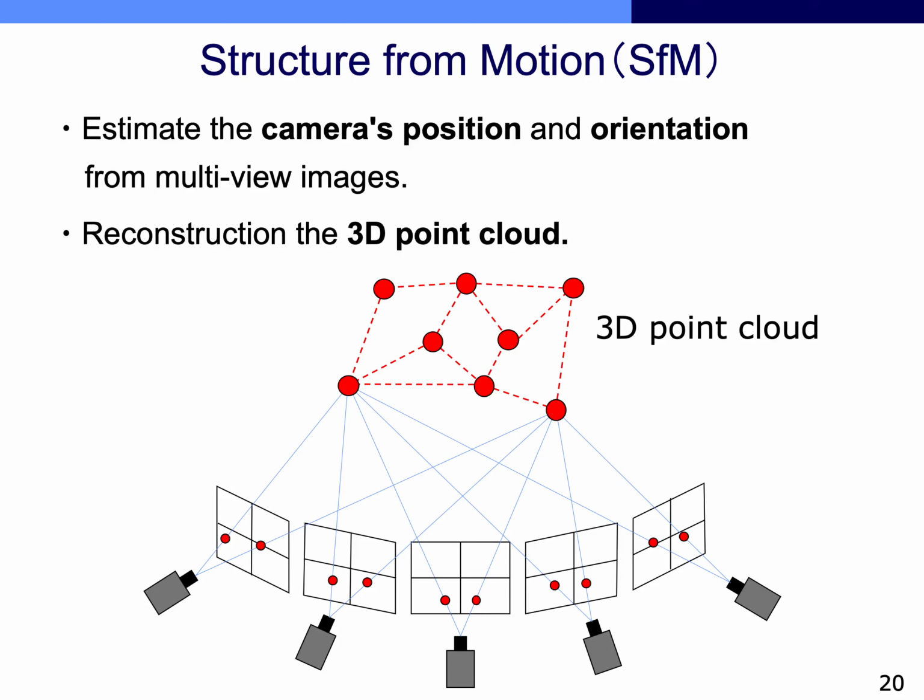To create a 3D model from multi-view images, I used structure from motion. This method estimates the position and pose of the captured image from multiple viewpoints and estimates the 3D point cloud from the motion parallax information between the images.